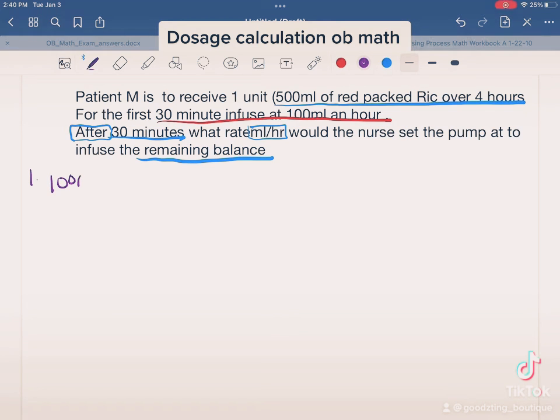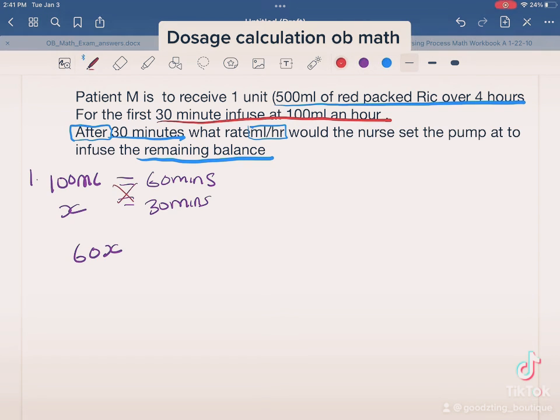So I'm going to say 100 milliliter is going to be infused at 60 minutes, because remember, we're going to set the pump at an hour, because it says infuse at 100 milliliter an hour for the first 30 minutes. So we're going to set it at 60 minutes, right? Then I'm going to say 30 minutes is equal to X milliliter, because I don't know yet how much will be infusing in the first 30 minutes. So then I'm going to work it out.